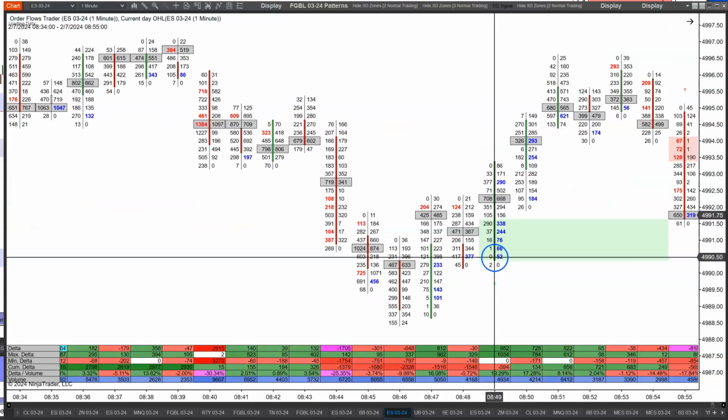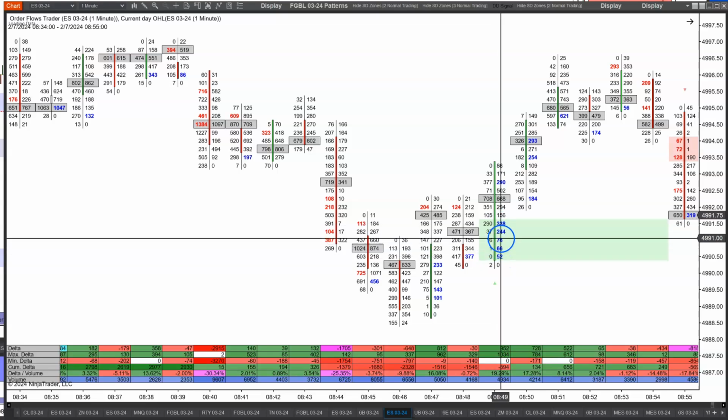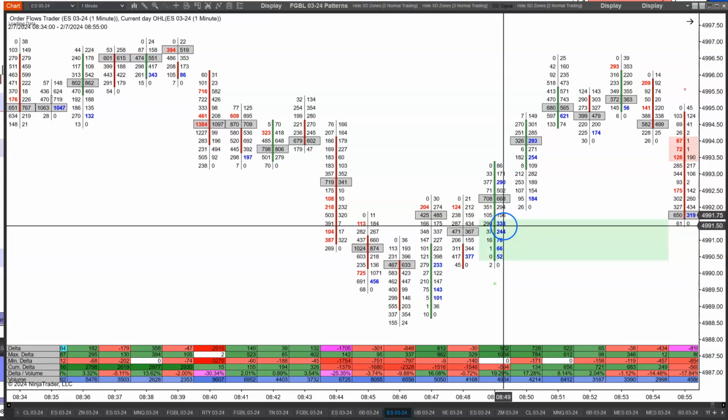So on the first pullback we had this nice stacked buying imbalance. It's actually 5 levels: 1, 2, 3, 4, 5. 52, 66, 76, 244, 388. That's a sign of potentially aggressive buyers coming in on this pullback, which is something that you want to see on a pullback. If the market is pulling back and you're going to look for the market to go higher, you're going to want to see some aggressive buyers step in to recognize that, hey, these prices are attractive.